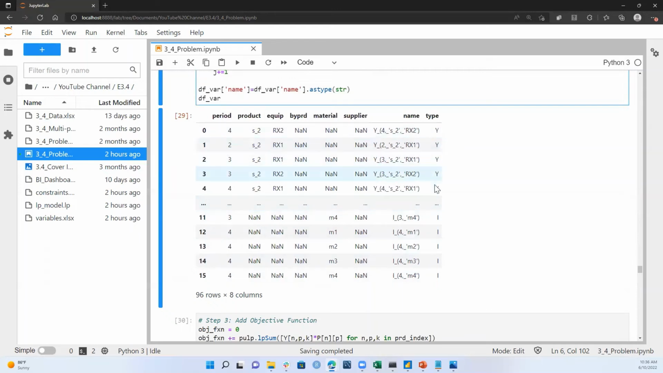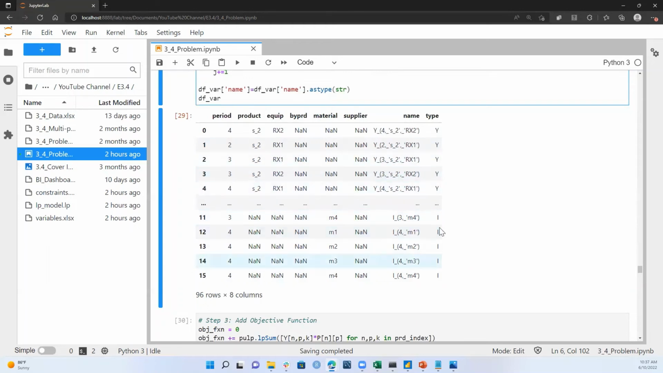So for the first class, which is our y sub nik, the production decision variables, we have the name, and then we've extracted each of these indices into the appropriate column. So period, product, and equipment. And since this type of decision variable class does not have a byproduct, material, or supplier index, these are going to be left blank. Similarly, down here, you can see our decision variable class I for inventory does not have anything for product, equipment, or byproduct, but period and material.